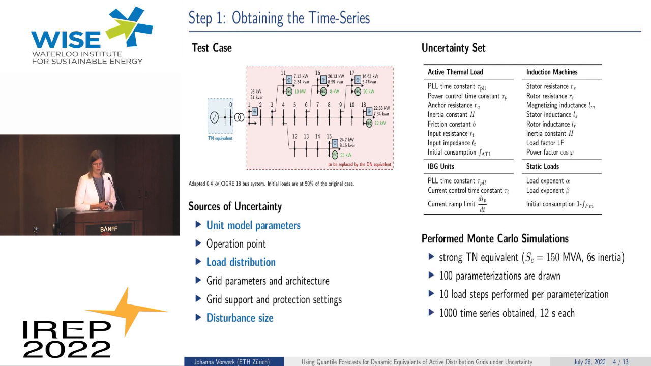Overall, we have selected first a strong transmission grid equivalent that is also represented by a synchronous machine. We have drawn 100 parameterizations and then run 10 load steps for each of them. That gives us 1,000 time series and a very rich data set for our tuning. That is what you can see here.